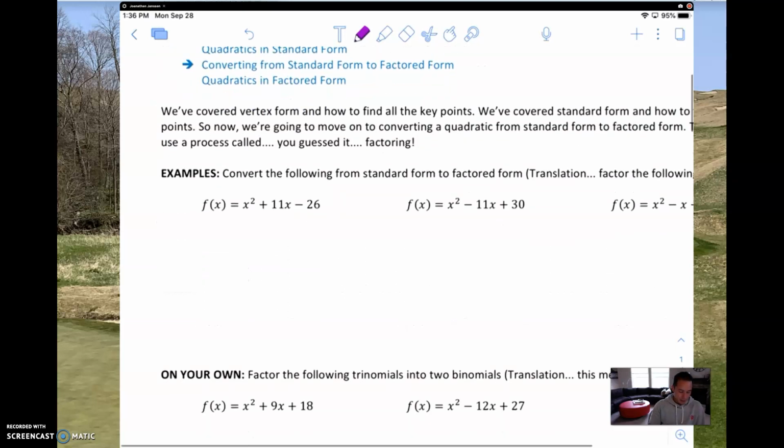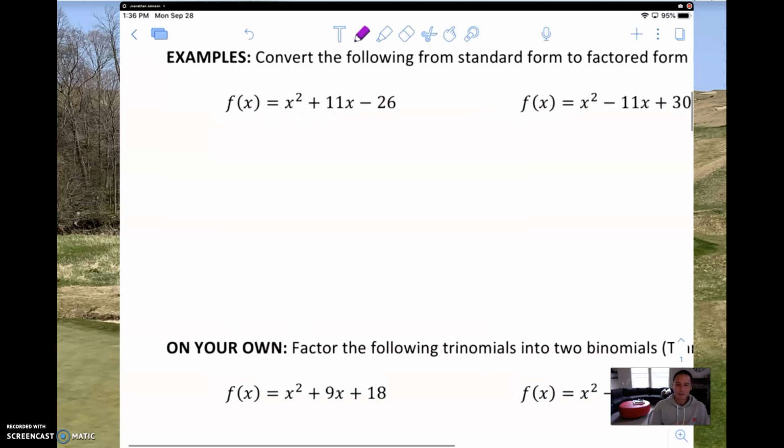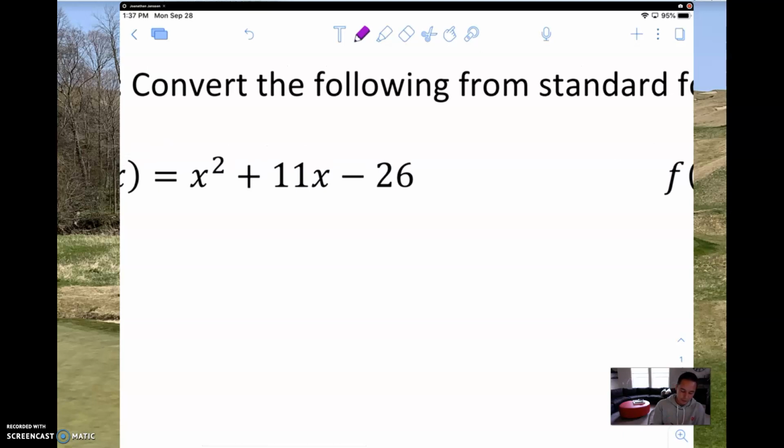First example, we are going to convert the following from standard form into factored form. You're going to do this by a process called factoring. There's a couple different ways that some teachers might show this. Some of you might have been shown the little diamond method. I don't do the diamond method. All I do is I simply look for two numbers that multiply to C, so they have to multiply to 26, and they have to add or subtract to B. So in this case, they'll have to add or subtract to a positive 11.